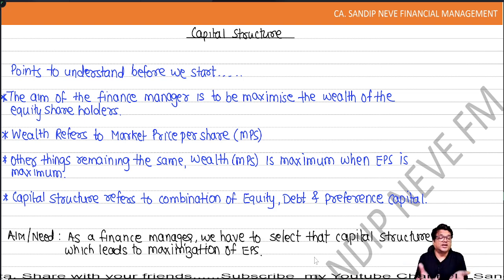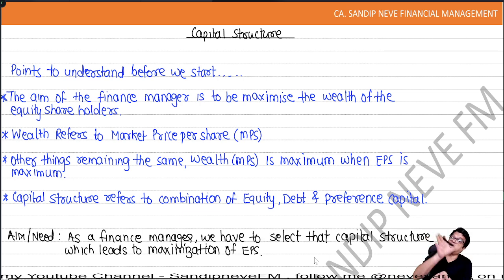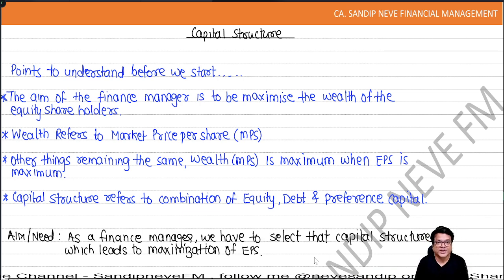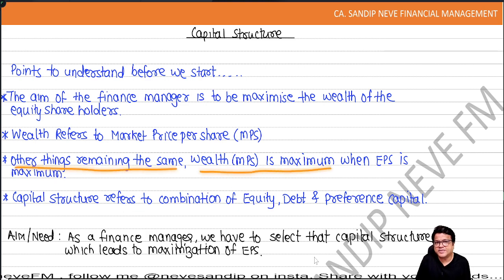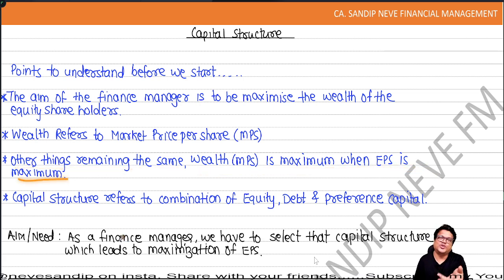If he asks me, dear finance manager, what have you done for me? I would tell him, sir, you see what price you bought the share at 20 years ago and what the price is today. Skyrocketed, sir, skyrocketed. That's what, other things remaining same. Wealth is maximum when what? EPS is maximum, guys. Market price of only those shares will increase in the long run which have good earning capacities.